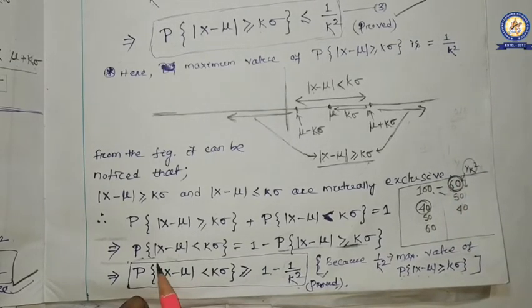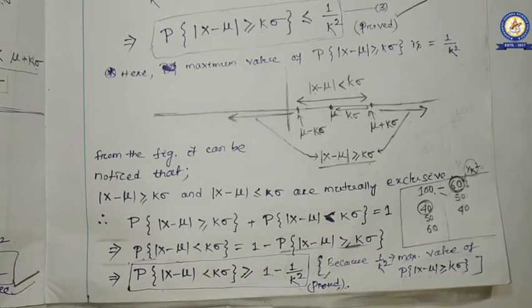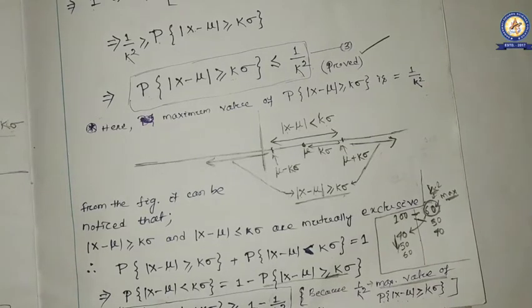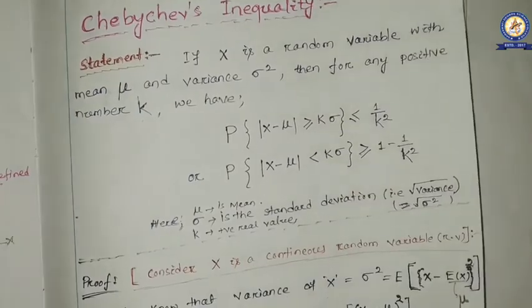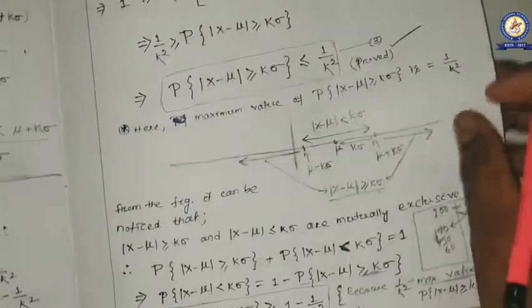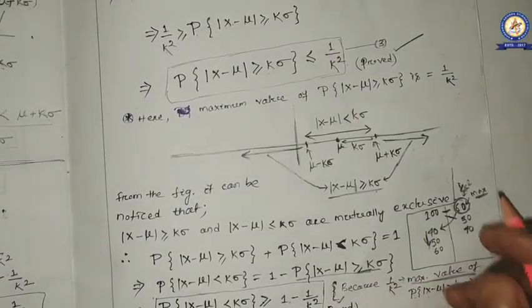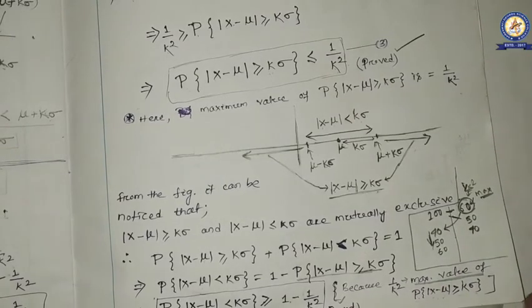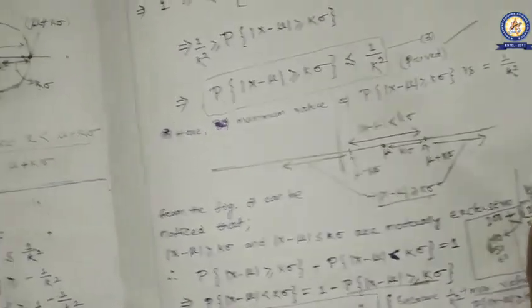So hence probability of |x minus mu| less than k sigma will be greater than or equal to 1 minus 1 by k square. Hence it is proved. Okay, this is your second one, which is proved here. So this one also you can understand in this way.